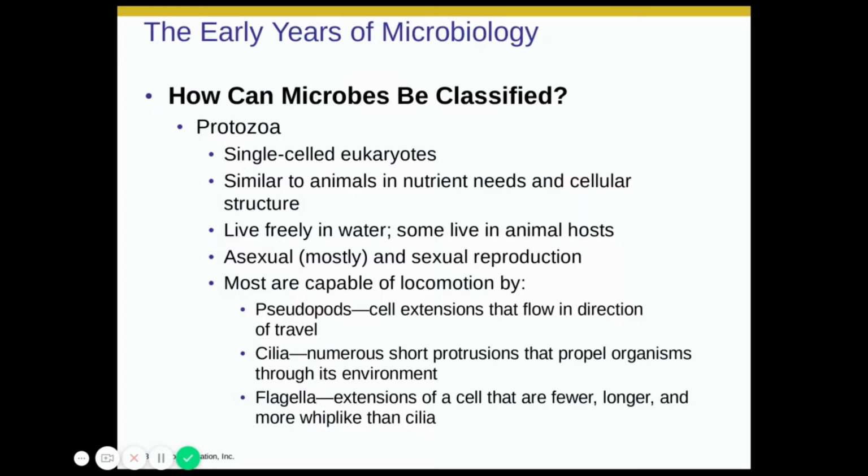Now, moving on to the next one, and these guys are pretty interesting. These are eukaryotes, but they're single-celled eukaryotes. So these are little small guys, but they operate a lot like animals. They act like animals, right? They have the same kind of requirements of nutrients as animals. Most reproduce asexually, but some can actually do sexual reproduction. Now, they're most noted for their means of locomotion, so their ability to get around. And they have three primary ways that they get around.